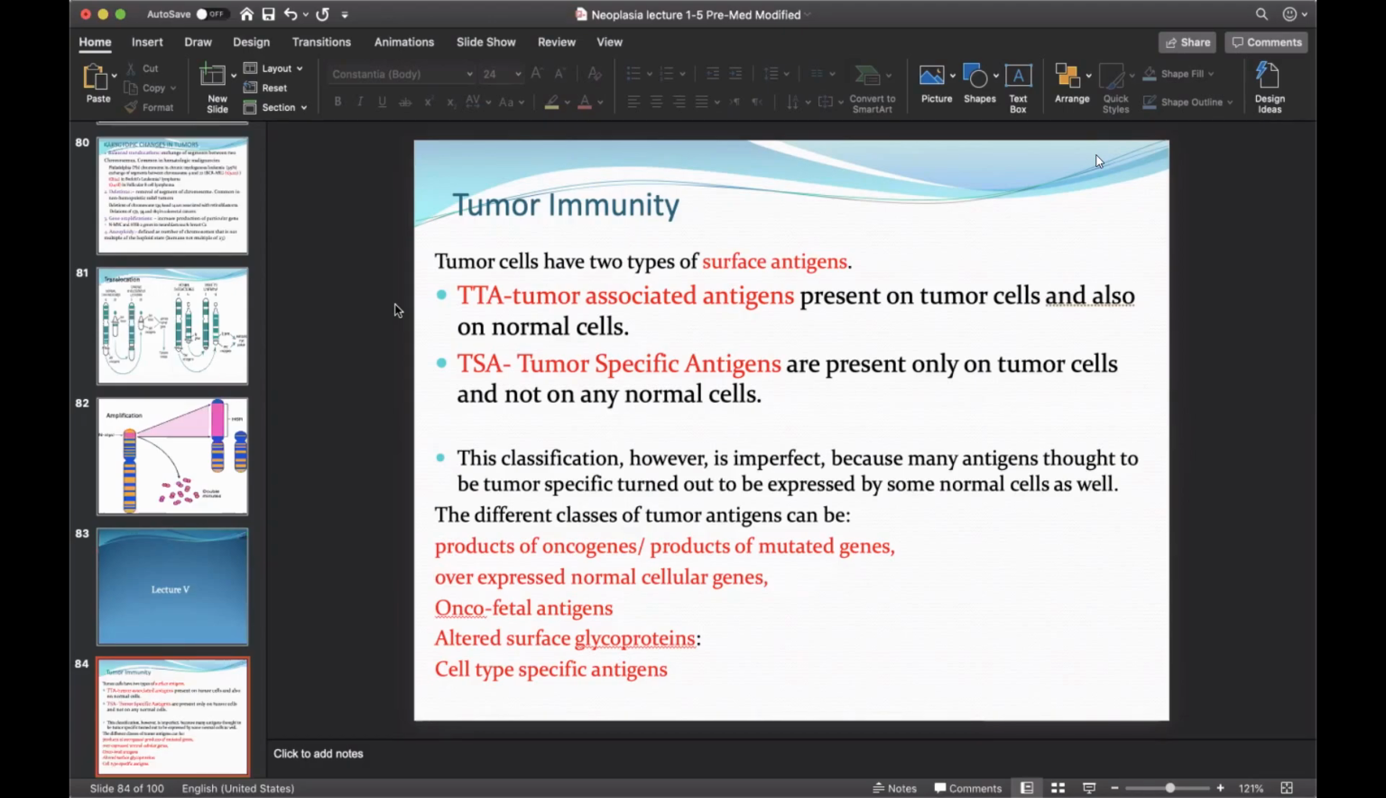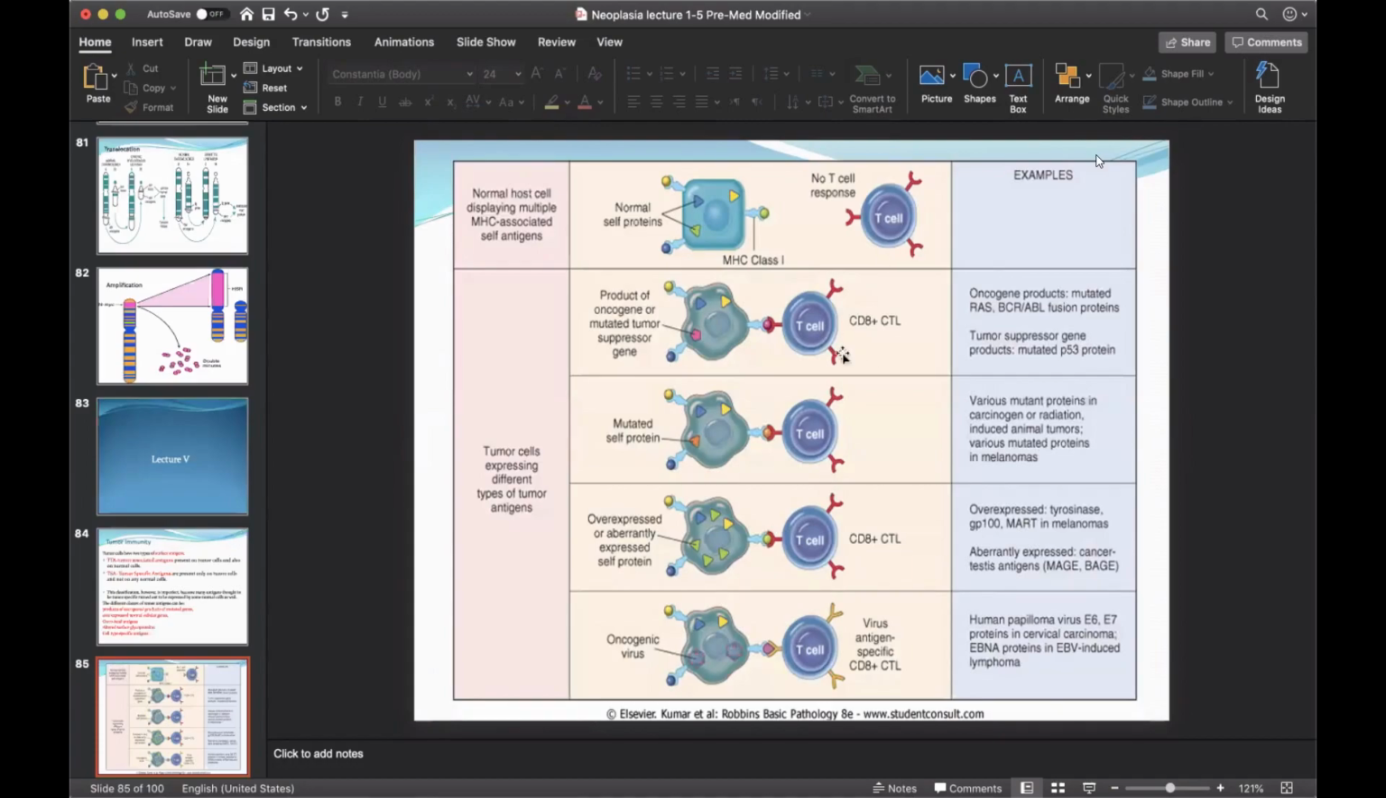it can help us, number one, in diagnosing tumors, because elevation of certain tumor-specific antigens might indicate a certain type of tumor or another, and in addition to that, targeted therapy. Different classes of tumor antigen can be either a product of the oncogene, an overexpressed normal cellular gene, oncofetal antigens such as alpha-fetoprotein, altered surface glycoproteins, or cell-type-specific antigens. Okay? So these are the examples here.